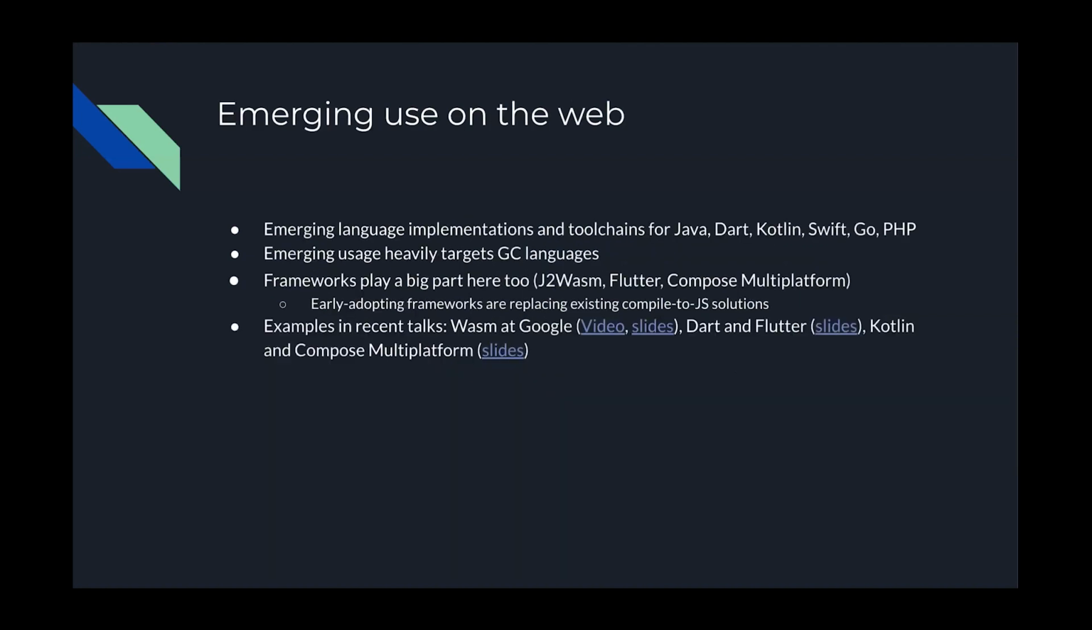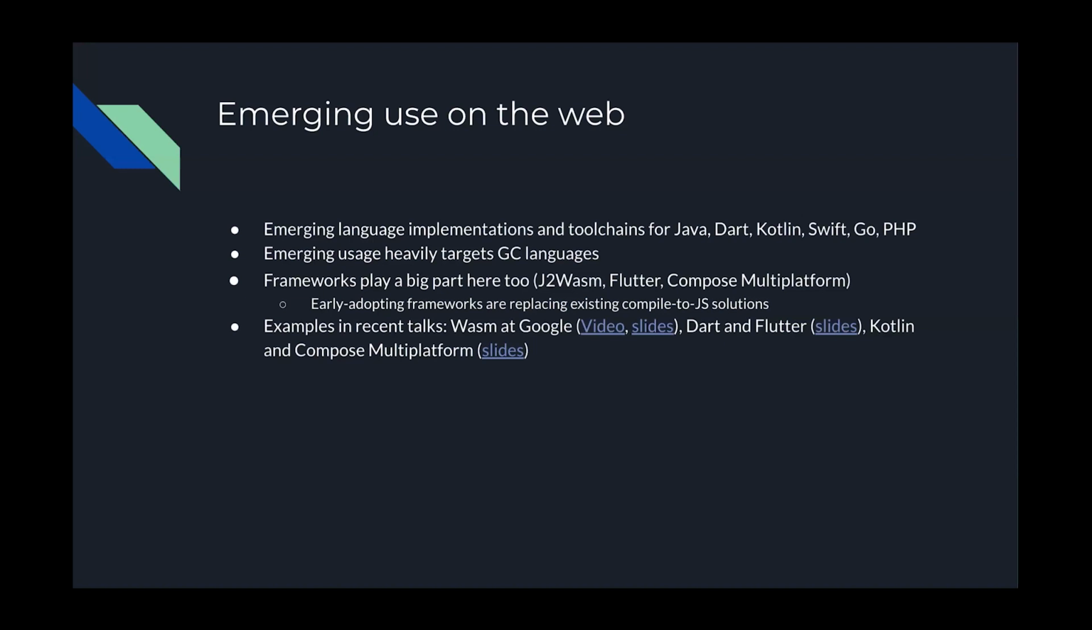There's also, aside from these more mature use cases, a lot of other newer things coming. Most of what I'm calling emerging implementations are targeting GC languages because the GC spec is fairly new and it opens up a lot of new possibilities for languages like Java, Dart, and Kotlin to run on the web.